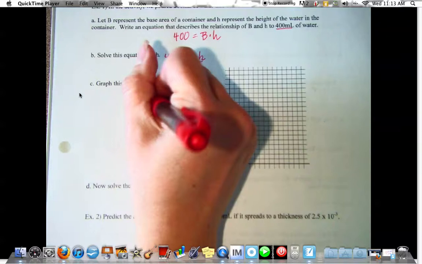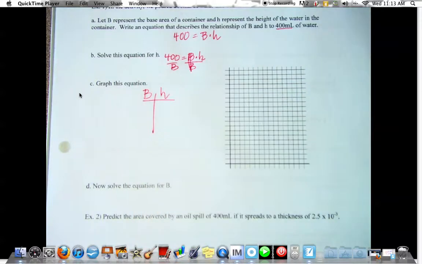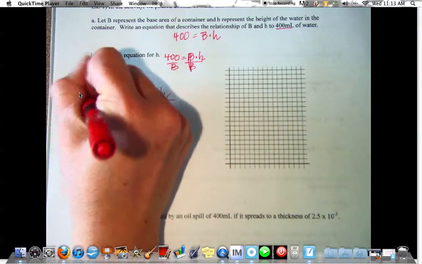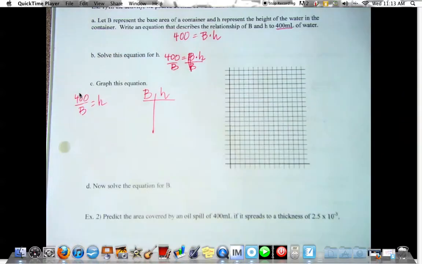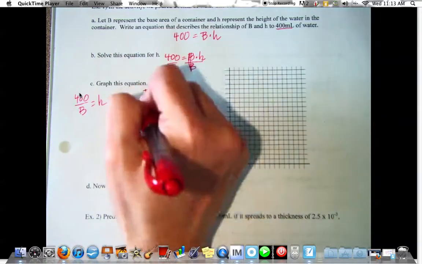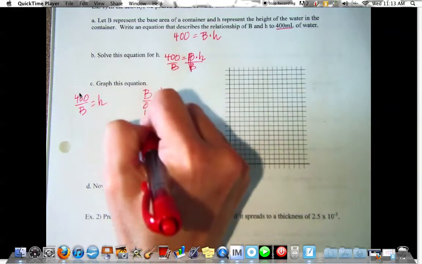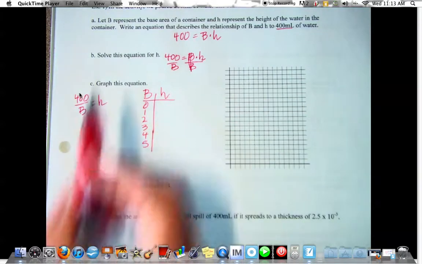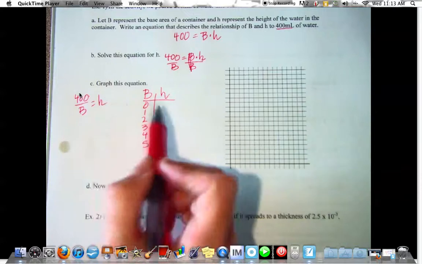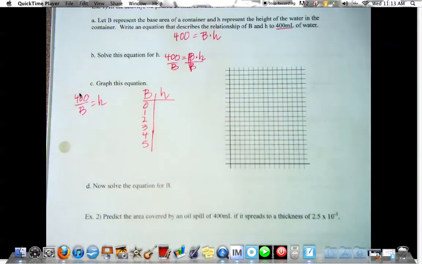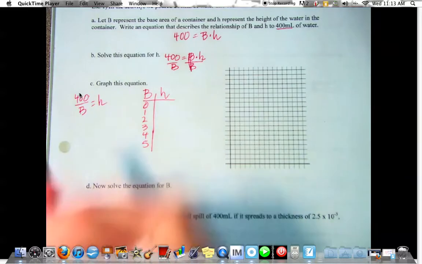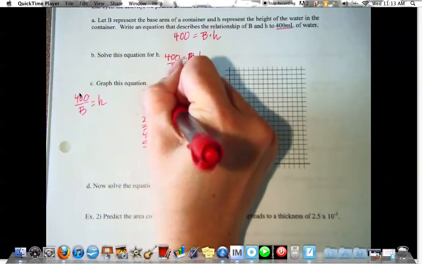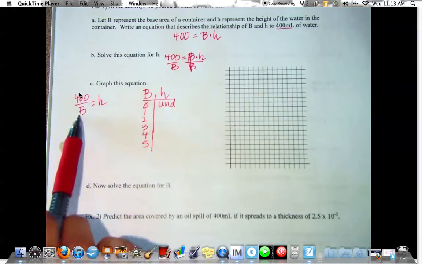So we have base and height. We're going to use the equation 400 divided by B equals the height. So we're going to substitute in values for the base to get out values for the height. So we have 400 divided by 0. What does that give you on your calculator? It is undefined.